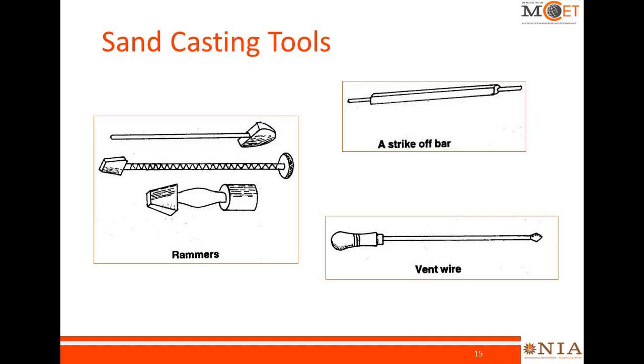The next tool is the vent wire. So vent wire is used to make holes randomly at places so that gases can escape easily. Otherwise, there will be a defect in the casting. So vent wire is used to make vent holes so that gases can escape easily.